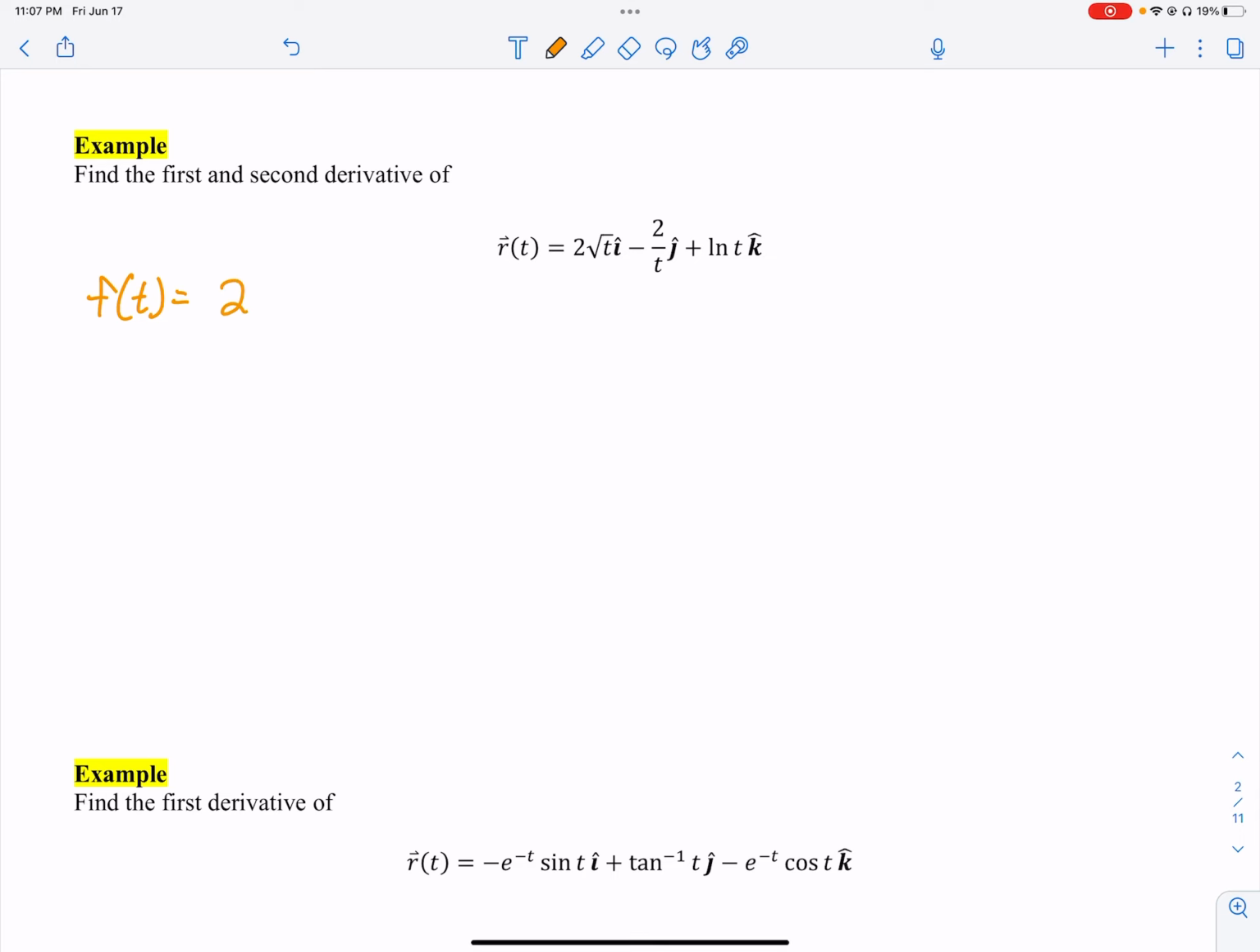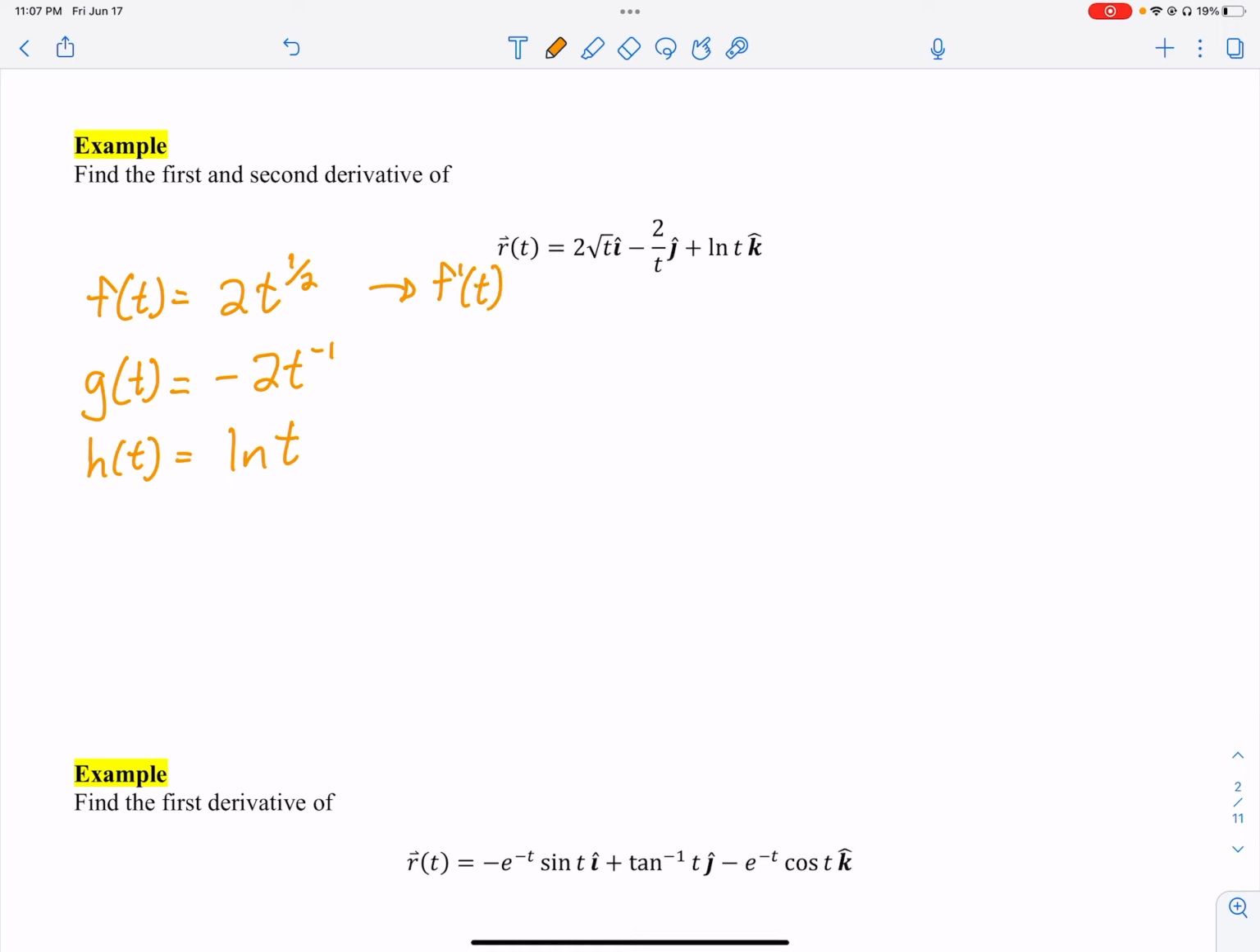So f of t is 2t to the 1/2. G of t is negative 2 over t, and let's change that to negative 2t to the negative 1. And then h of t is ln of t. Now let's take our derivatives.